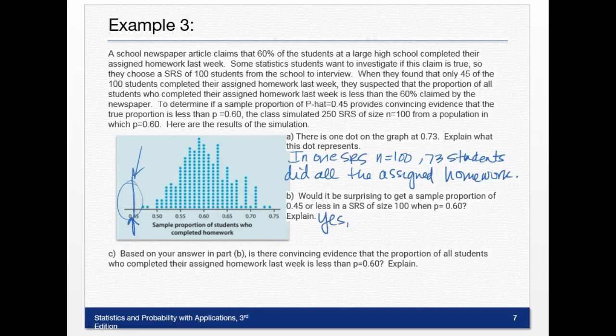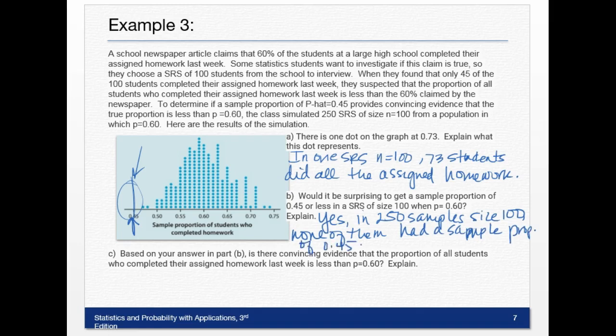Yes. Okay. And you would justify this by saying in the 250 samples of size 100, none of them had a sample proportion of 0.45 or less. Okay, that's all you have to tell me. How do you know it would be surprising? Well, because none of them did. In 250 replications of the same thing, none of them had anything that low.